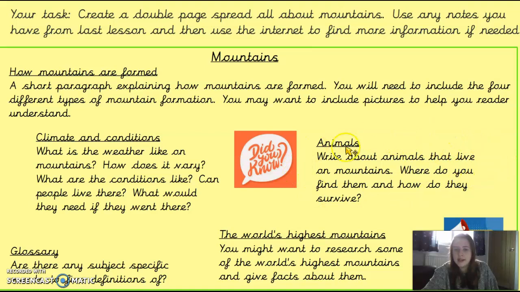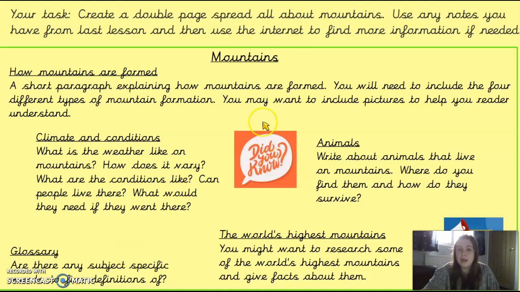Animals we haven't looked at yet. So any animals that live on mountains, what mountains do they live on? How do they adapt to survive? And then the world's highest mountain. So you might want to research the highest mountain, and I'm sure there will be an order of mountains based on their height on the internet somewhere. And then, are there any subject specific words to give definitions of, to create a glossary? So any words that somebody who hasn't learned about mountains might need to know.